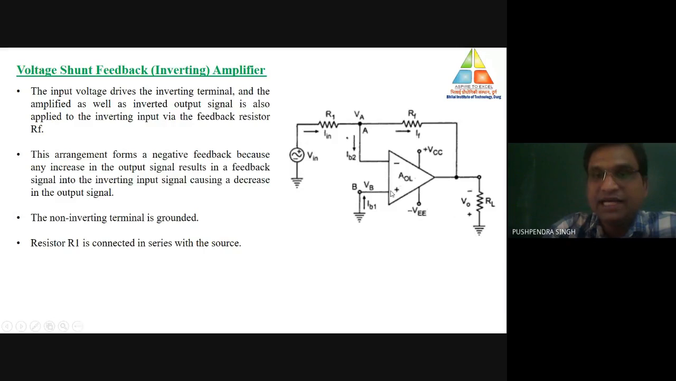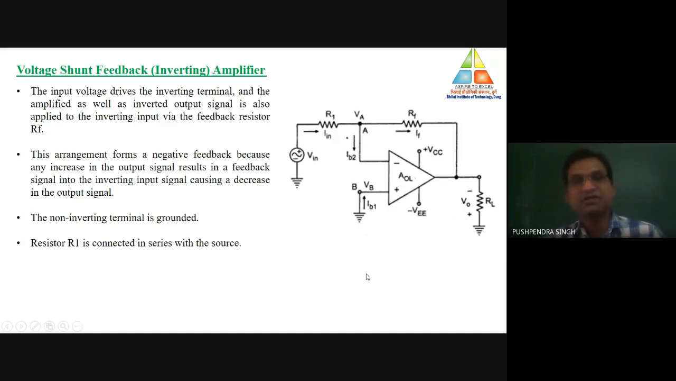Here in this particular diagram, the non-inverting terminal is grounded. That means as per the concept of virtual ground, VB is equal to VA, and because VB is equal to 0, VA must be equal to 0.